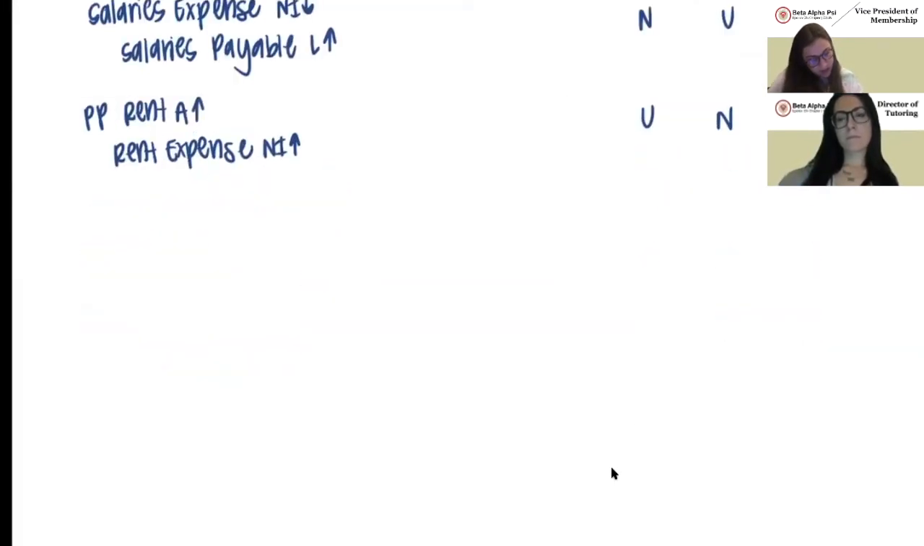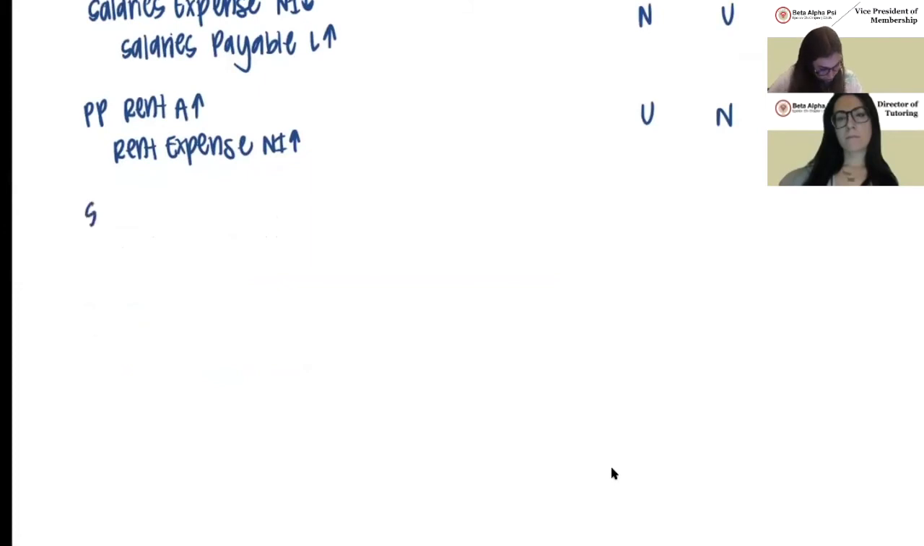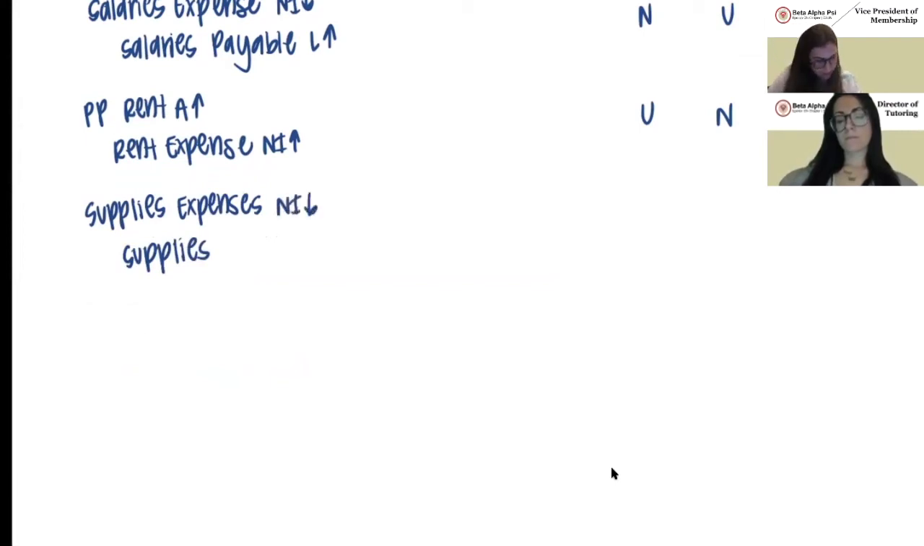So the journal entry for that is going to be a debit to supplies expense and a credit to supplies. Once again, a debit to an expense is going to lower our net income, and supplies are an asset, but we're crediting our asset. So that's also going to lower our assets.